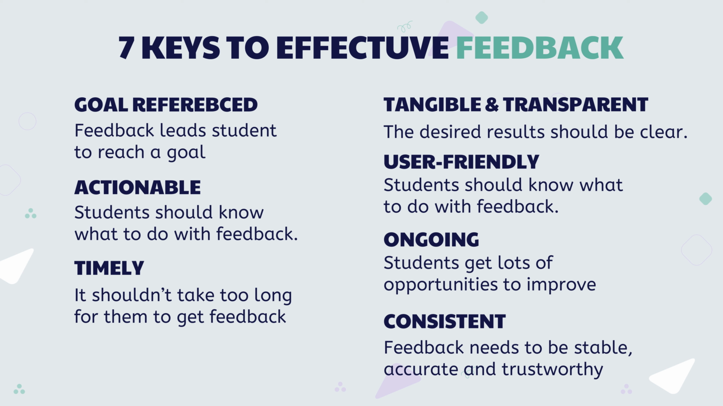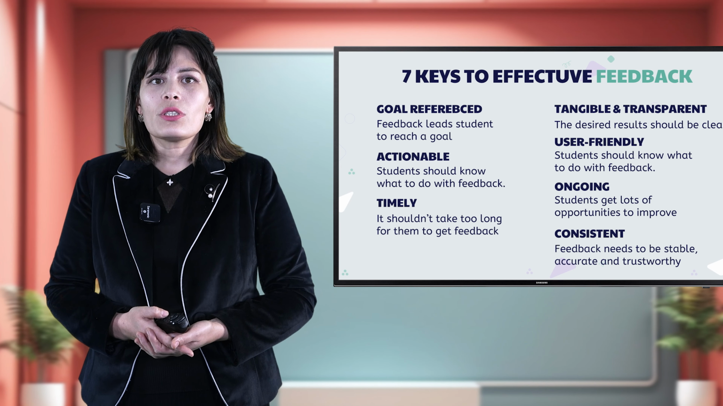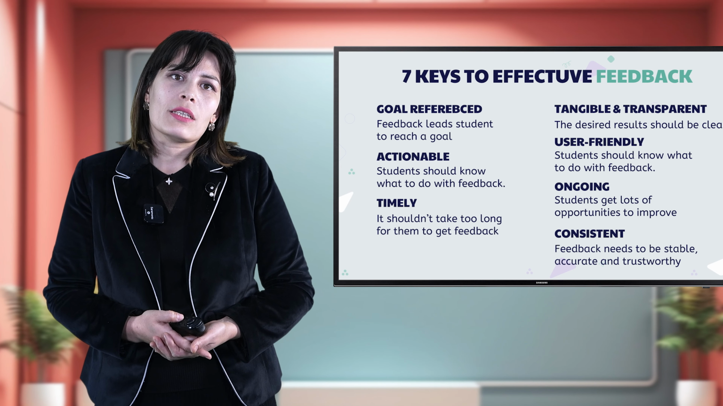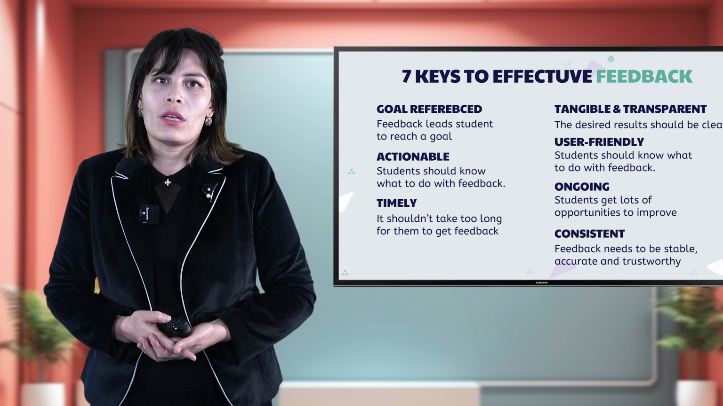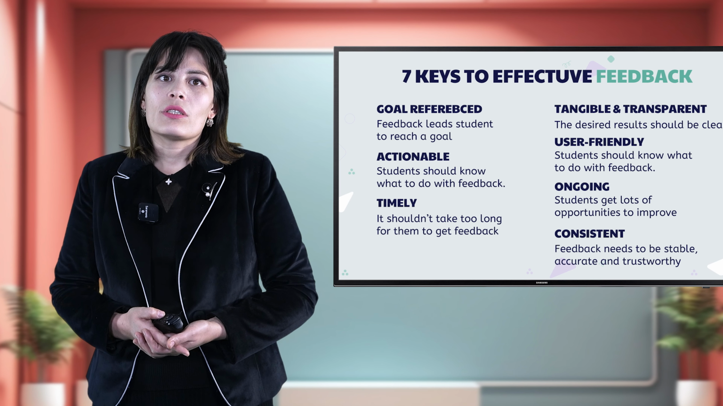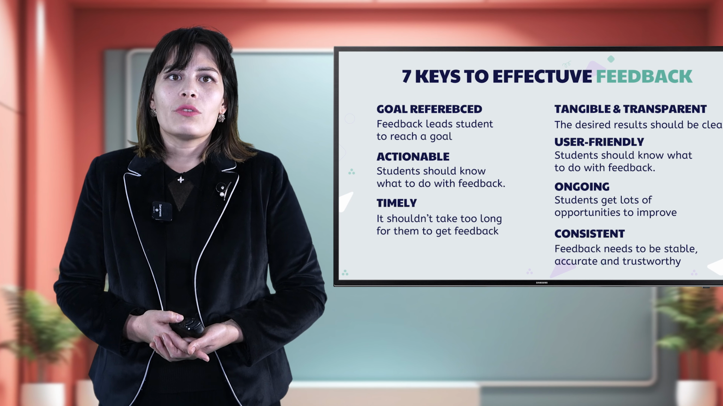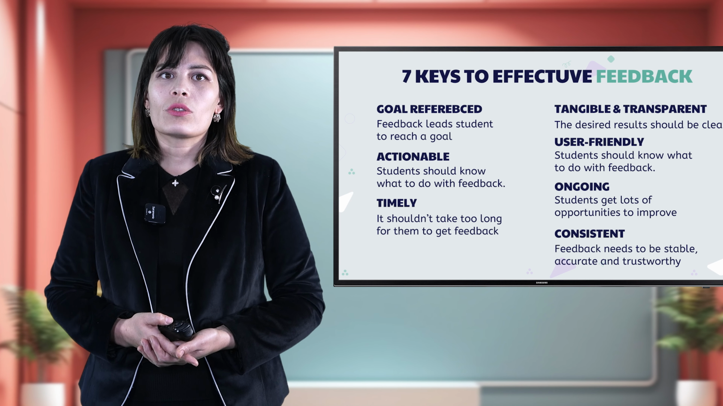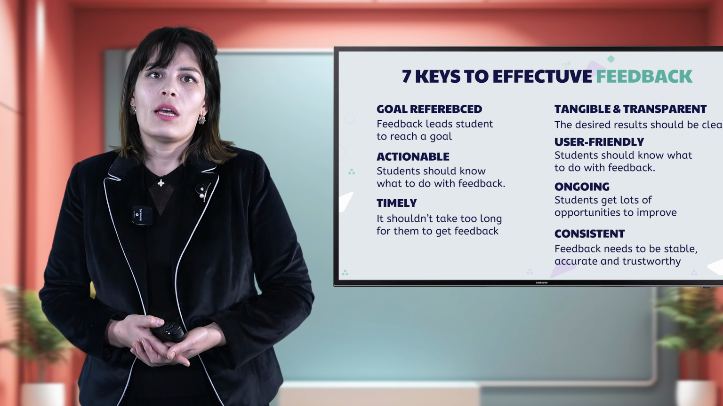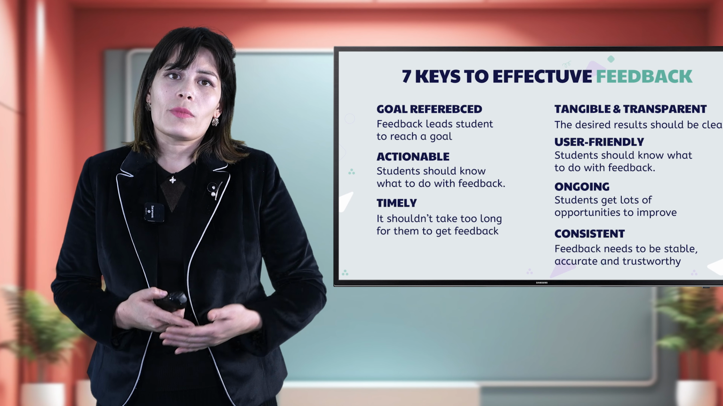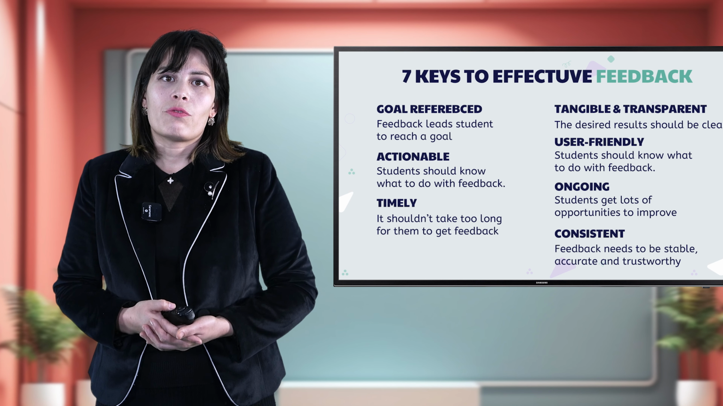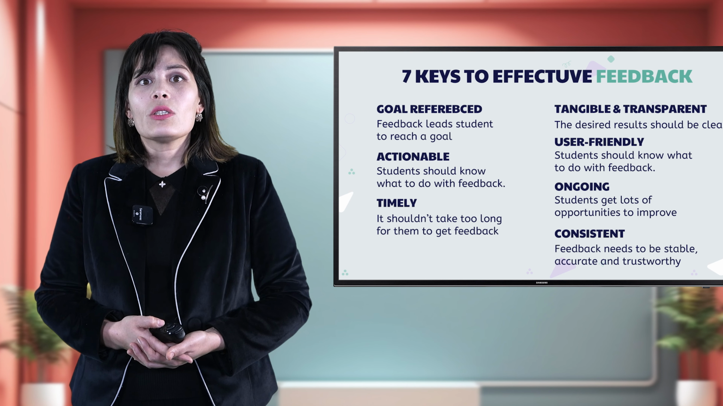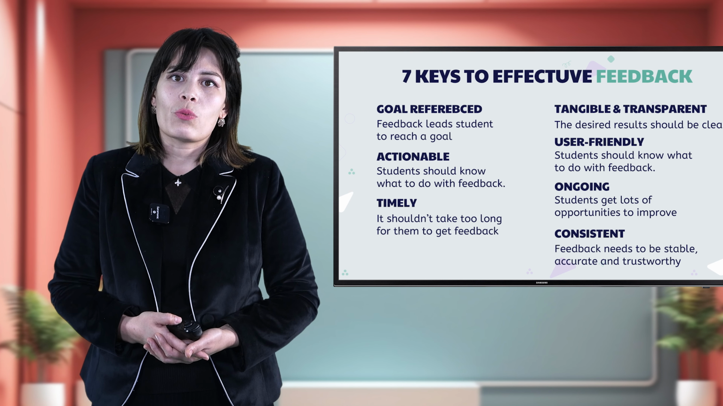Additionally, it will be better if the teacher follows these seven key steps of effective feedback during the teaching process. The first one is goal-referenced. The next one, tangible or transparent. Third, actionable. Fourth, user-friendly. The fifth one, timely. Sixth, ongoing. And the seventh, consistent. If you follow these steps in your lesson, you can give effective feedback easily. So let's look through their effectiveness one by one.